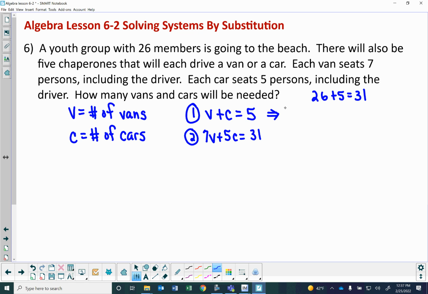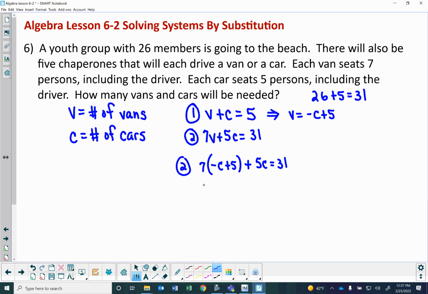I'm going to solve it for v just because it's just as easy. So v equals negative c plus 5 if you move the c to the right-hand side. So in equation 2, every time I see a v, I'm going to put in a negative c plus 5. So 7 times v, which is negative c plus 5, plus 5c is equal to 31.